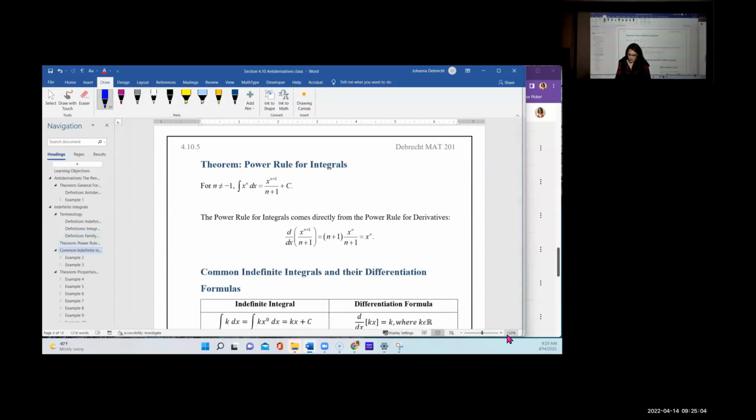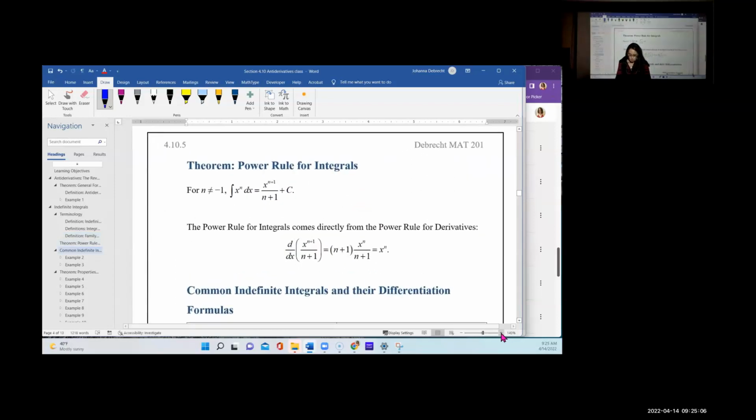Now we want to talk about the power rule for integrals. This was really the first rule that we learned when we took derivatives, was the power rule. So it makes sense that we're going to undo this one first.